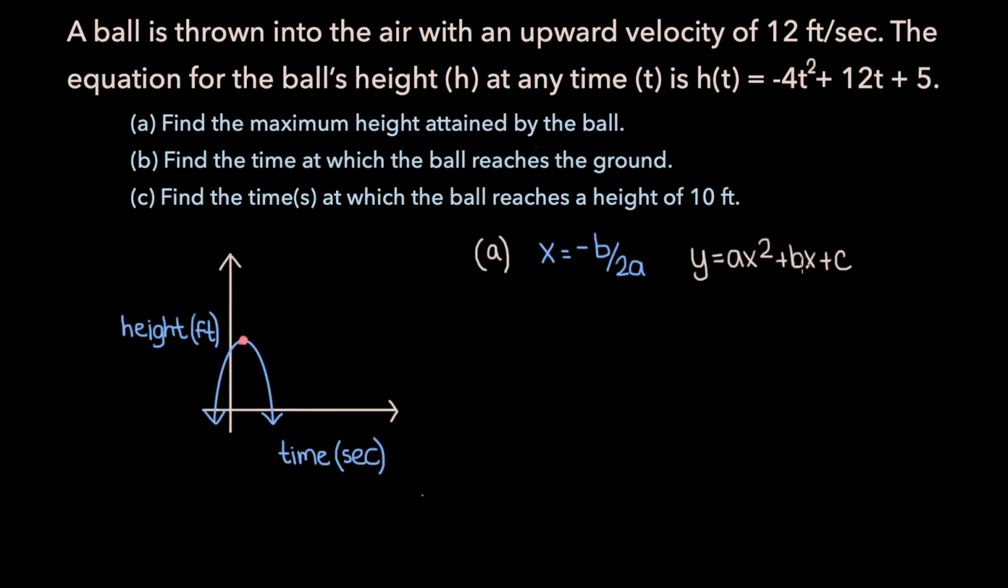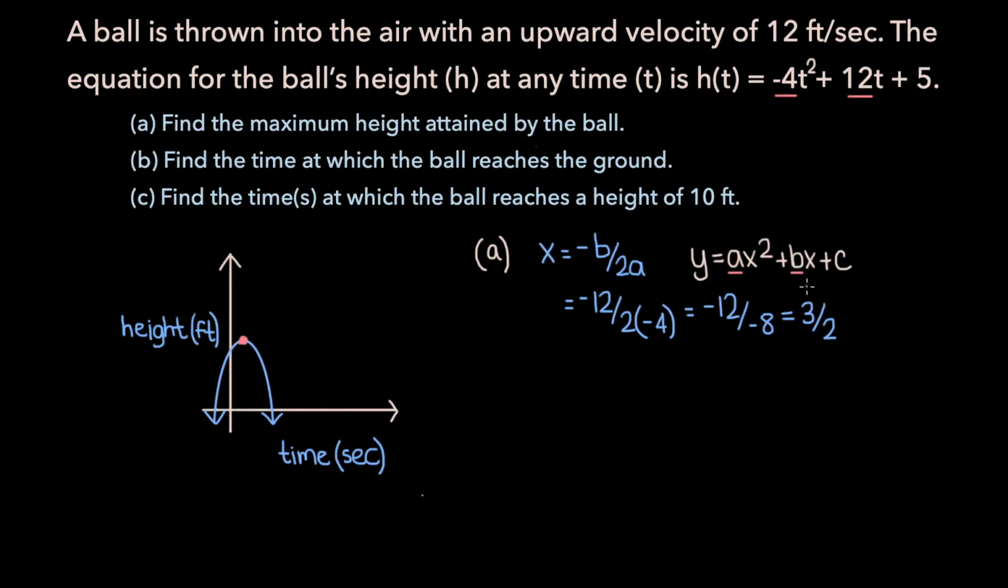So if we begin matching up terms, we can see that b, which is the coefficient for the x term, is 12 for this equation, and a, which is the coefficient for the x squared term, is negative 4. And so the x-coordinate for the vertex will be minus 12 over 2 times a, which is negative 4. And so we have negative 12 over negative 8, which simplifies to 3 over 2. But we have to be careful here. 3 over 2 is not the maximum height attained by the ball. 3 over 2 is the time at which, or the x-coordinate at which, the ball attains its maximum height.